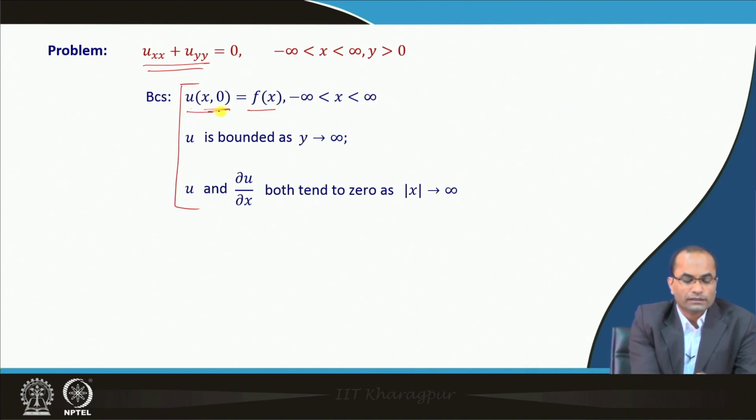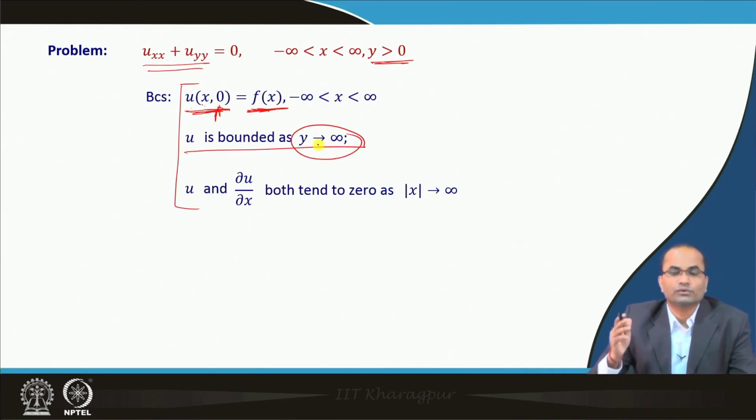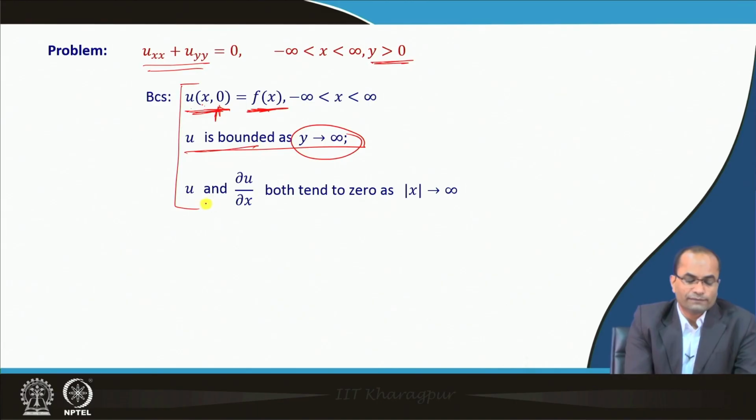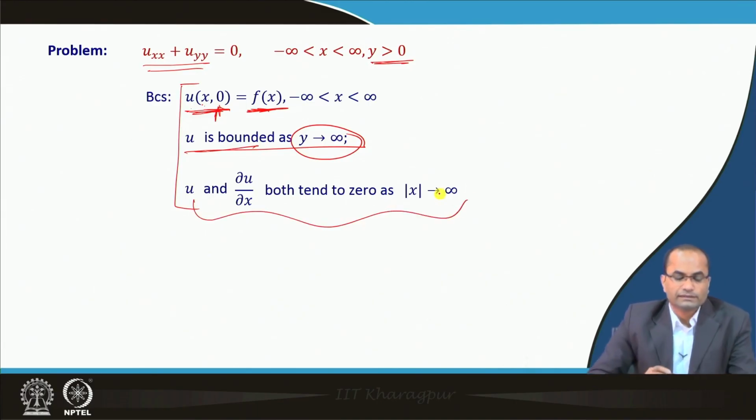So, one here we have for all x at y equal to 0, because y is from 0 to infinity. At y equal to 0 we have this f(x), and the other boundary here, when y approaches infinity, u is bounded. And then as x approaches infinity, we know that both u and u_x tend to 0.